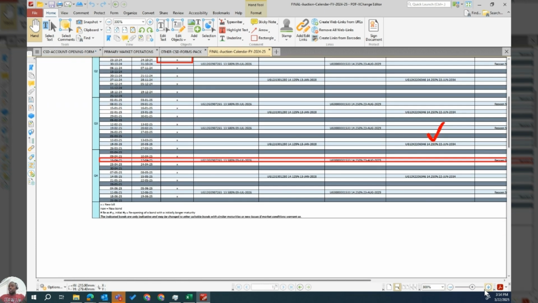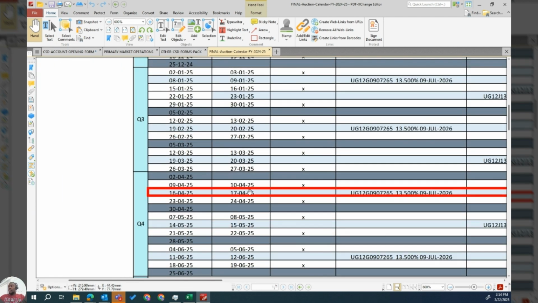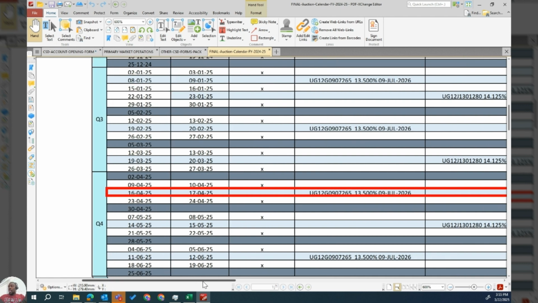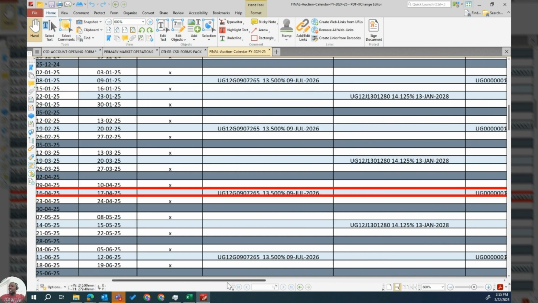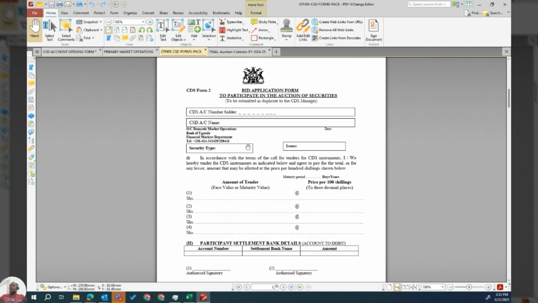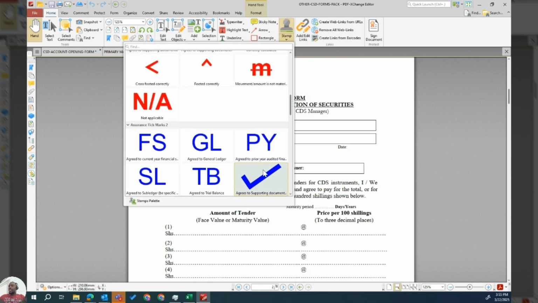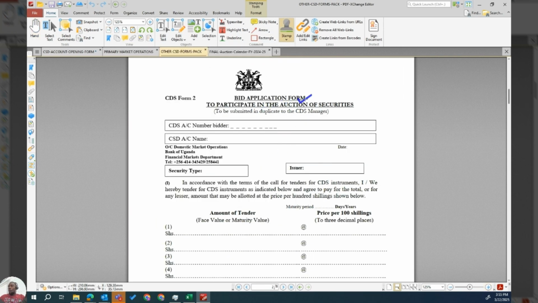But the next auction we have is on 16th April 2025, and it's for the 2-year bond, 5-year bond, and 15-year bond. So for you to appreciate that, you have to say, okay, I'm buying from the primary market. I must fill up the CSD form 2. That is the auction form. It must look like this. It must have this important word there, auction.